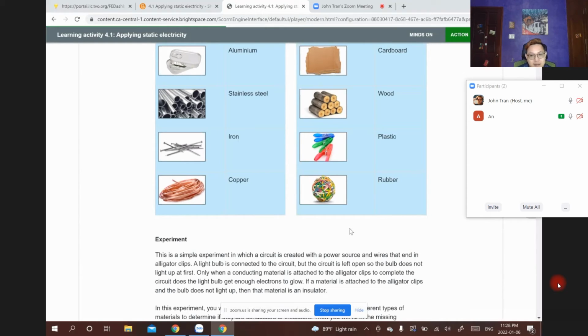If the material is attached to the alligator clips and the bulb does not light up, of course it means the material does not conduct electricity. So the material is an insulator. So of course all the things on the right, cardboard, wood, plastic, rubber, they are insulators.